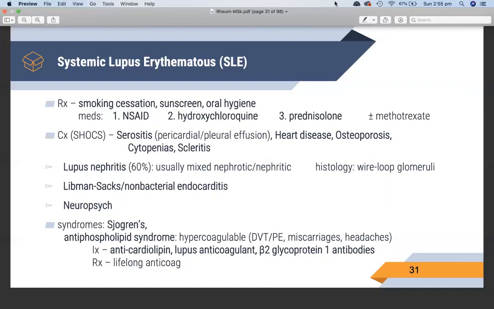Some syndromes we should know that it's associated with. Sjogren's, which RA can also be associated with, which we'll go through in more detail. And the other big one is antiphospholipid syndrome, where we have hypercoagulability. So we have DVTs, PEs, miscarriages, headaches. It's pretty bad. There are three antibodies you need to know for that, and here they are. If you have this illness, then you'll need anticoagulation long-term.